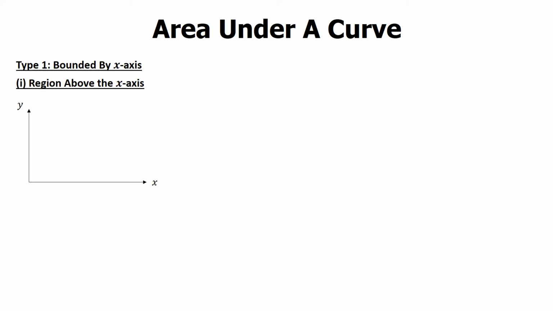Let's say I have the x and y axes, and this is the curve with the equation y equals f(x). This is our lower limit, which is a. This is our upper limit, which is b. Hence, we want to find the area of this region. So this region is above the x-axis and it is under the curve. So, to find the area of the shaded region, A equals integration from a to b of f(x) dx.